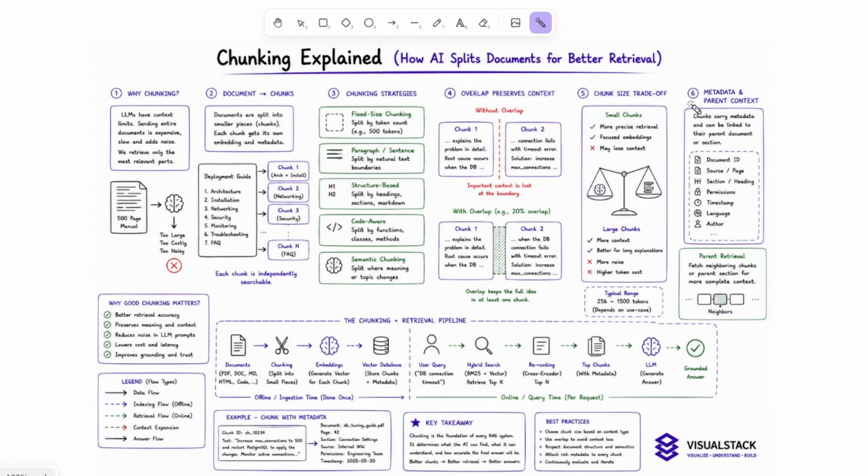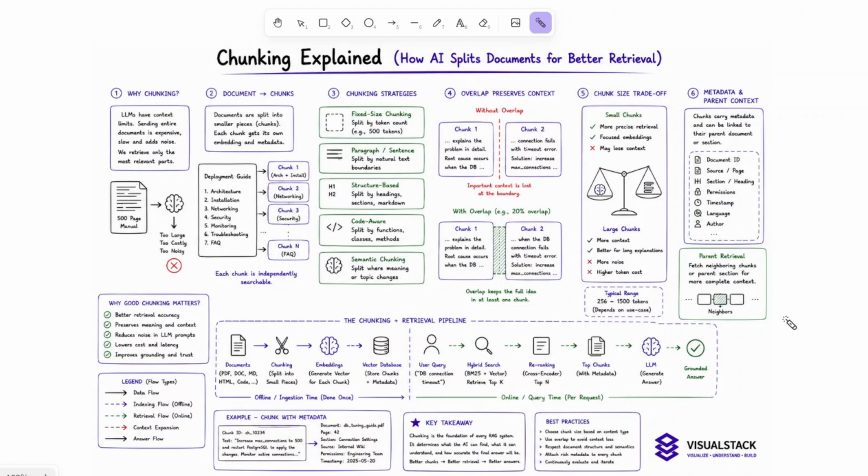Every chunk is typically stored alongside metadata, such as the source document, page number, section heading, permissions, timestamps, document type, language, or author. Some systems also maintain parent-child relationships so that once a relevant chunk is retrieved, the application can expand outward and recover additional neighboring context before sending information to the LLM. This improves answer completeness while keeping retrieval efficient.